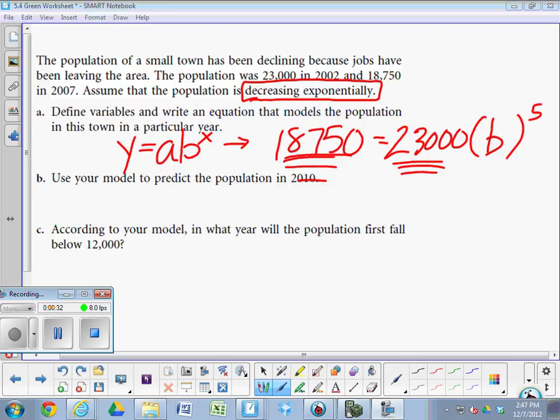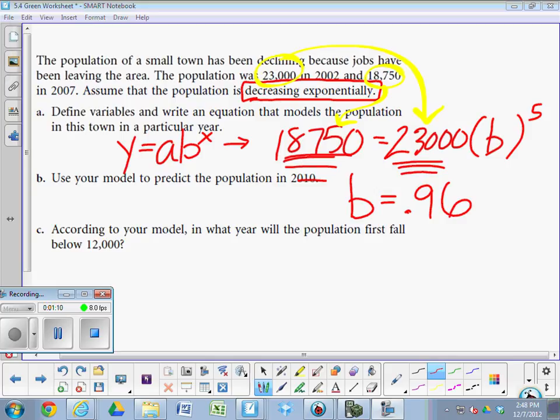So what we do is we throw it into the y equals ab to the x formula, with the old population being our a and the new population as our y. The number of years goes in for x, and we're going to solve for b. So take a moment to pause the video and solve for b. Divide both sides by 23,000 and take the fifth root, or raise both sides to the 1/5 power. B comes out to be 0.96, and we really didn't answer question A yet.